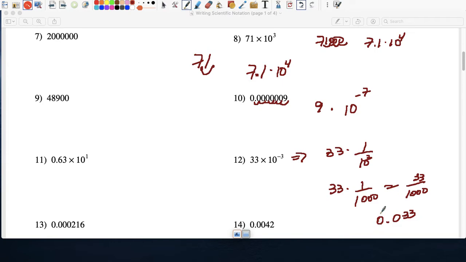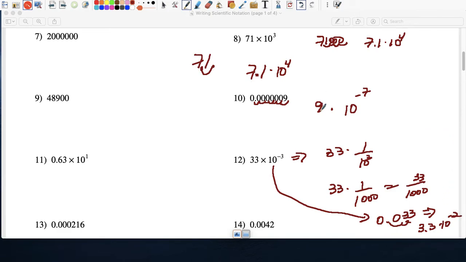That's what that looks like, right? So we're going to adjust. So I made all that to change to this. And now I can adjust that, right? And change to scientific notation. So we're going to move the decimal 1, 2. So it's going to be 3.3 times 10 to the negative 2nd power.